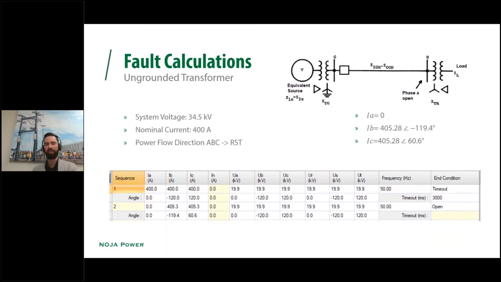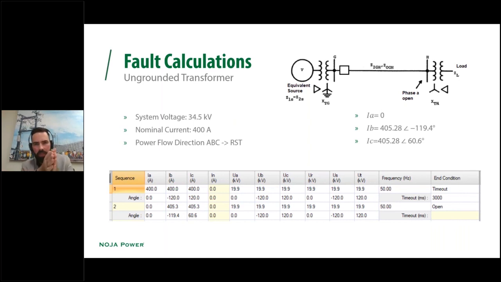So let's go to one where it's slightly different. In this case, you have an ungrounded transformer on the far side, right? So we still do have a ground reference here because you've got a delta star with a grounded star at the source side, but then a phase A open, a phase A disconnect, and an ungrounded side on the load side as well. So let's assume same nominal current, power flow direction, ABC to RST.